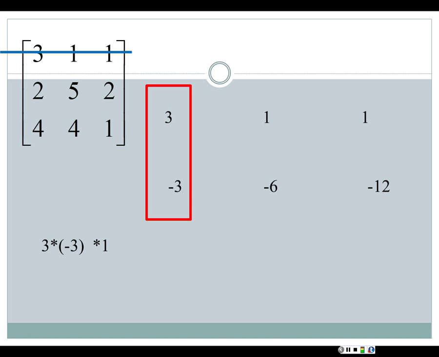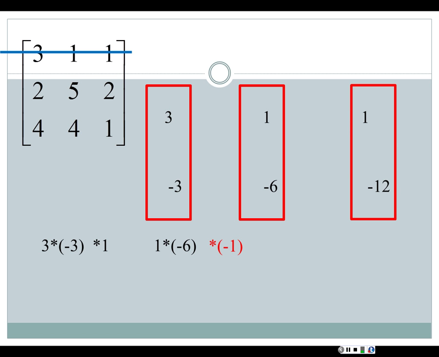Then next we focus on the second pair of numbers, the number on the first line and the second column. When we cross out the first line and second column, the determinant of that smaller matrix is negative 6. So we take 1 times negative 6, and then here we multiply by negative 1. For the last pair of numbers, we do the similar thing. We take 1 times negative 12, and we multiply by 1 again.